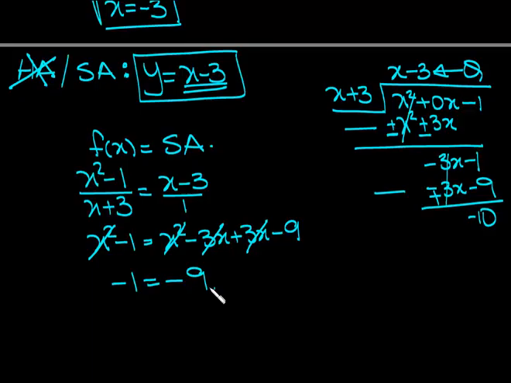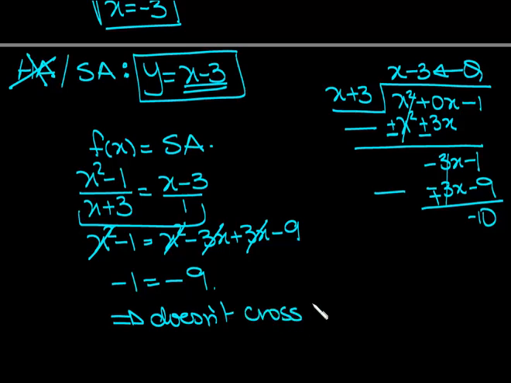Is that a true statement? Is negative 1 equal to negative 9? No. So that tells me that it's not possible. There's no x value for which these two are going to be equal. Anytime you get something inconsistent, so you know that's not true, it doesn't cross the slant asymptote. So this implies it does not cross the slant asymptote. That's a nice piece of information to know.